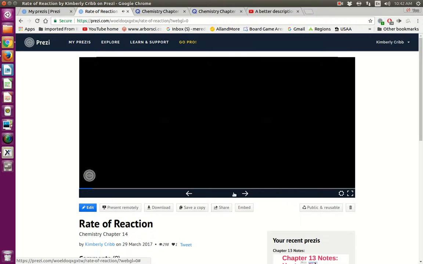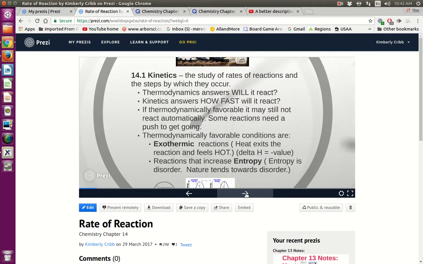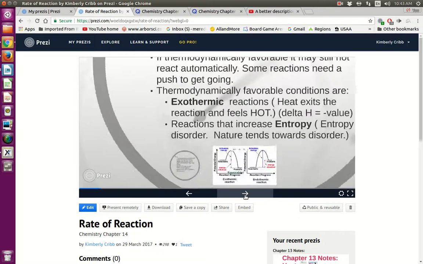Alright, yeah, see, that was pretty good. Alright, let's move on from here. So kinetics, this is what we just went through. The study of rates of reaction and steps by which they occur. Thermodynamics answers whether it's favorable; kinetics answers how fast. Some things will not happen automatically. The favorable conditions, which you need to make sure you know, are exothermic, which means your delta H, or change in your heat, is negative, or you increase your entropy.